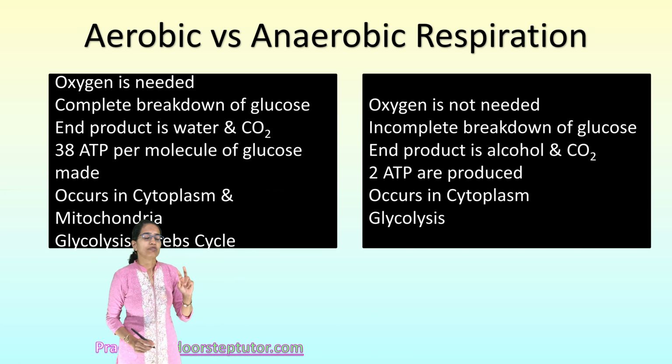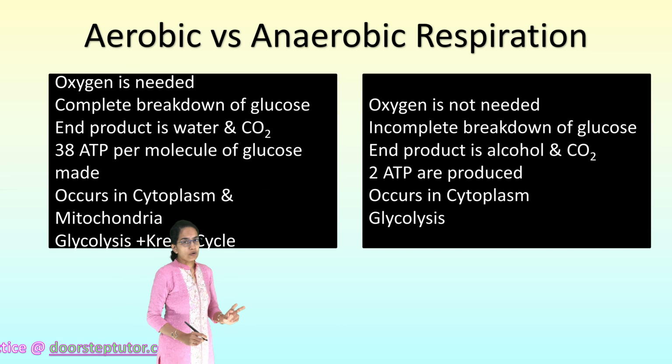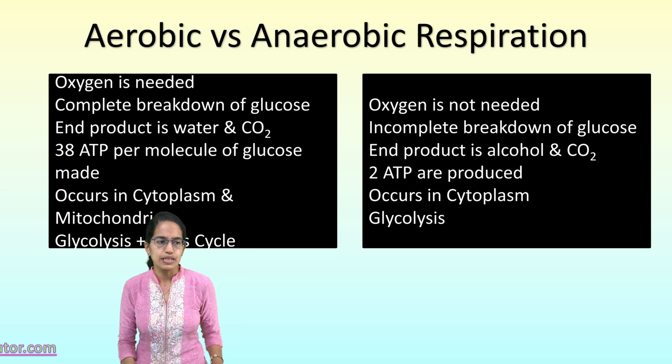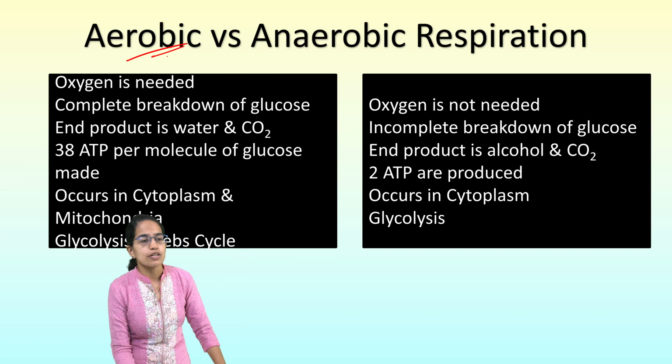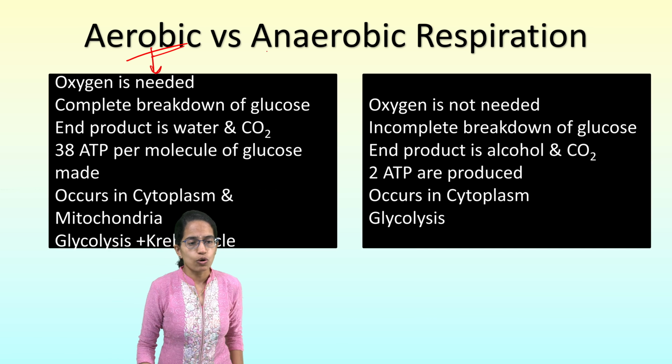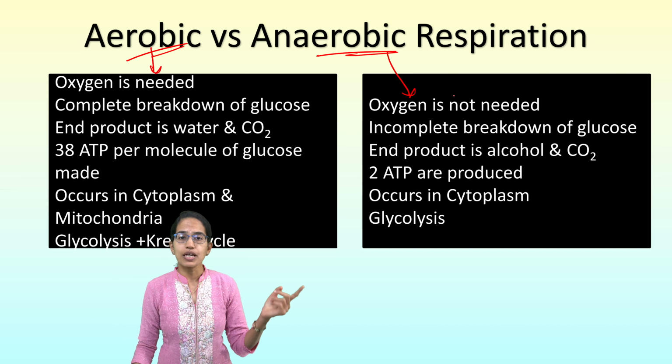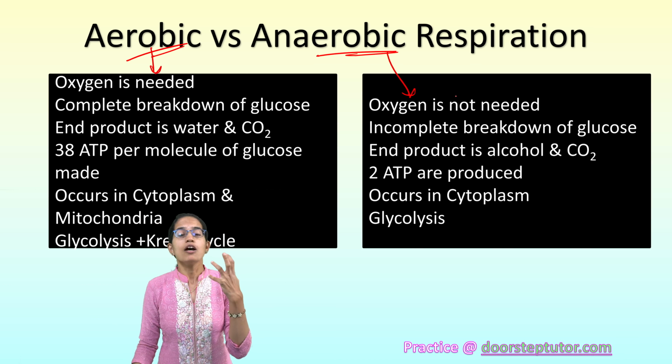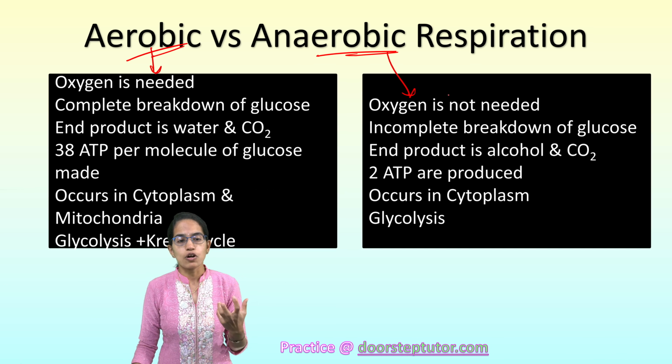Understanding the difference between two important processes: one is aerobic respiration, the other is anaerobic respiration. As the name suggests, aerobic requires oxygen. Anaerobic is a process that does not require oxygen. As we understood in our previous classes, what happened in anaerobic respiration?